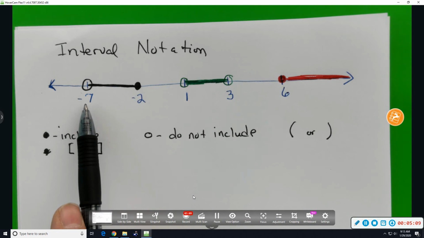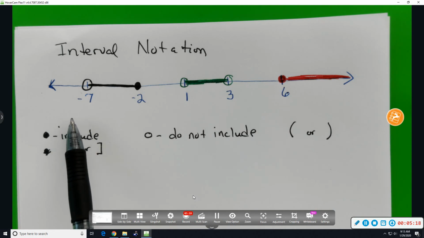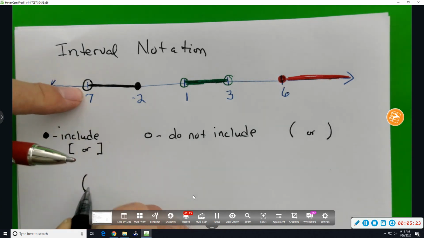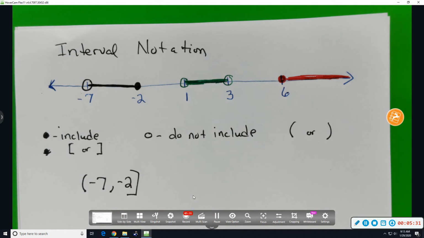Instead of having to write out to say in words, all numbers between -7 and -2, not including -7 but including -2, here's the way we write it symbolically. Parentheses, -7, comma, -2, square bracket. That's just shorthand notation for all numbers between -7 and -2, not including -7, but including -2. Algebra, so much of it is just shorthand notation. This especially.